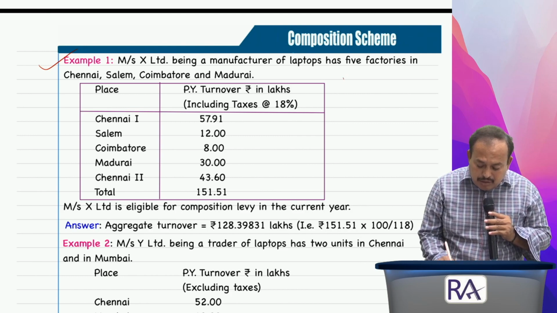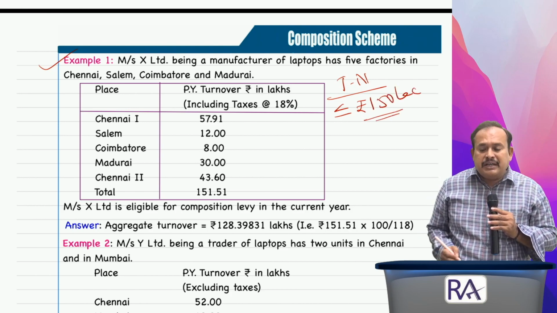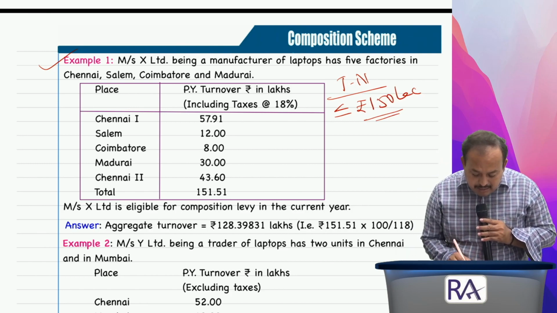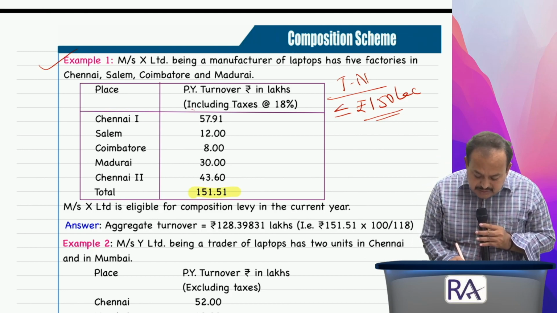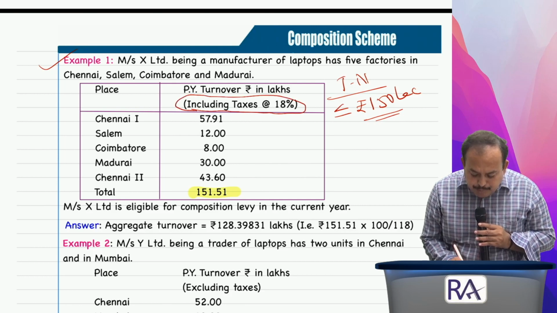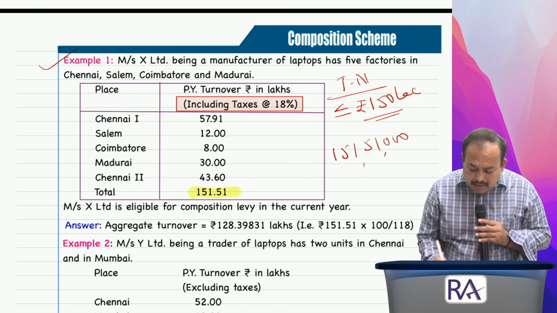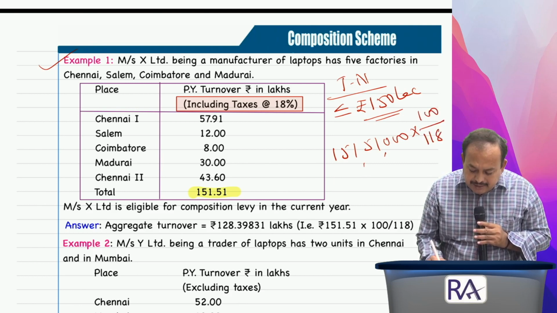In the state of Tamil Nadu, as you are aware, the turnover should be less than or equal to 150 lakh for a manufacturer, for a trader, for a restaurant service provider. Now here how much do they have? 1 crore 51 lakh 51,000. That means it is inclusive of GST tax. Our computation should be exclusive of tax. Therefore, 1 crore 51 lakh 51,000 multiplied by 100 over 118. Thereby we will get aggregate turnover exclusive of GST.